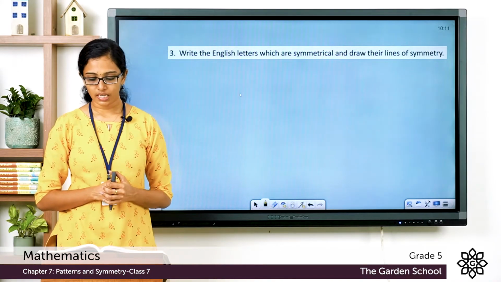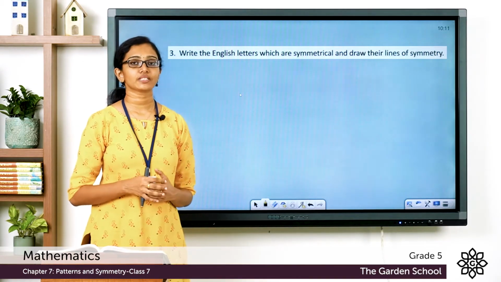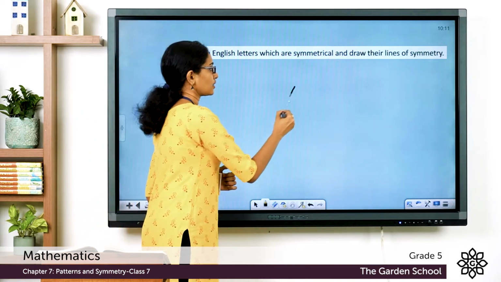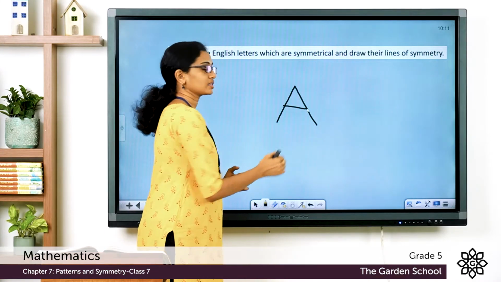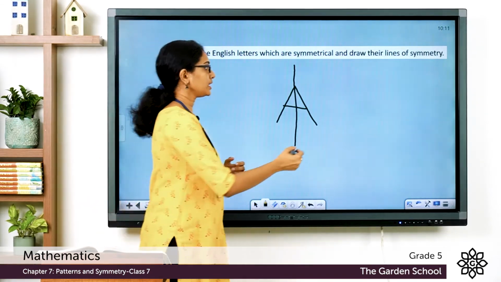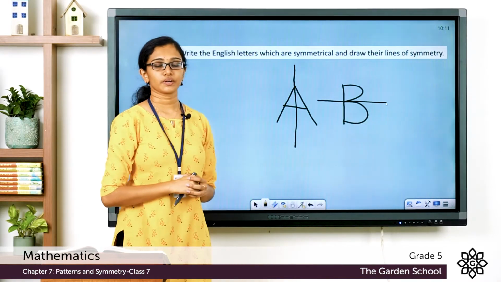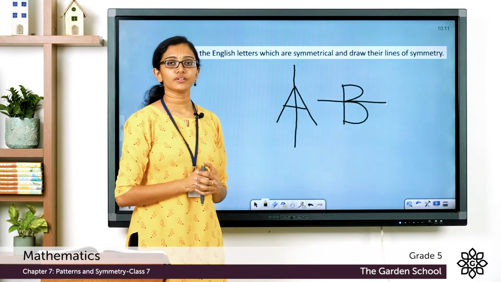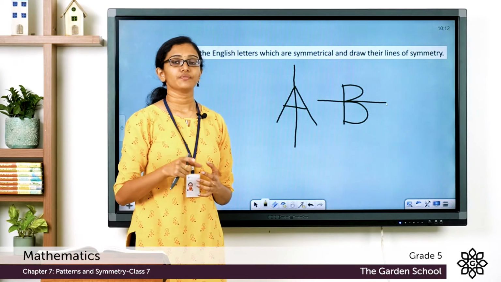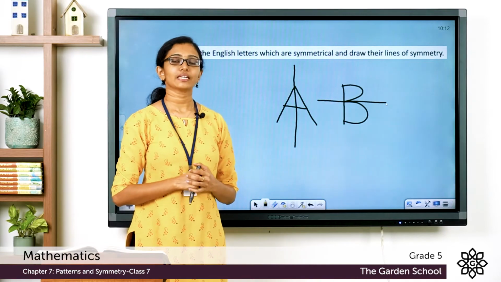Write the English letters which are symmetrical and draw their lines of symmetry. We have already learned how a few letters in the English alphabet are symmetrical. For an example, let's take the case of letter A. This letter A is symmetrical through a vertical line of symmetry. What about B? See, the letter B is symmetrical through a horizontal line of symmetry. Similarly, there are a few other letters in the English alphabet which are symmetrical. You have to find out which are those letters and you have to draw the image of these letters in your notebook. Also, draw the lines of symmetry in each case.